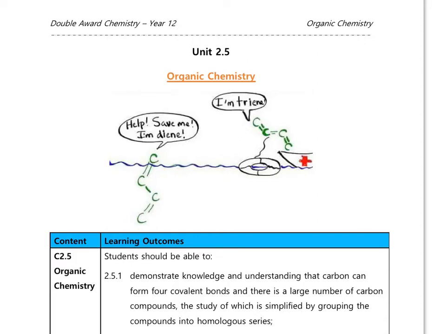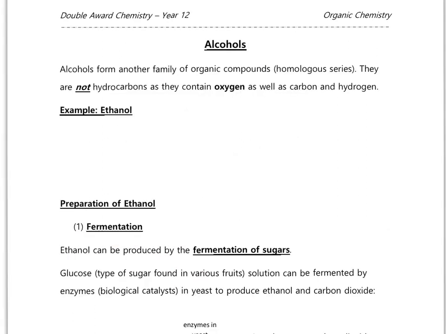So welcome back to Organic Chemistry, and in this video we're going to be looking at the organic families of alcohols and carboxylic acids, and we will be starting on page 28. So alcohols are our next family of organic compounds. They're our next homologous series, and do recap on your definition of a homologous series if you need to.